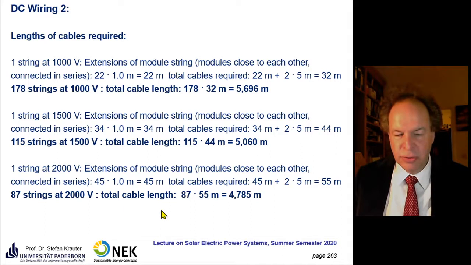And if we go to 2000 volts, same issue. So we have more modules in the strings, and we have fewer strings, where we have only 87 strings times 45 meters plus 10 meters. So altogether we have about 4.785 kilometers of cables.